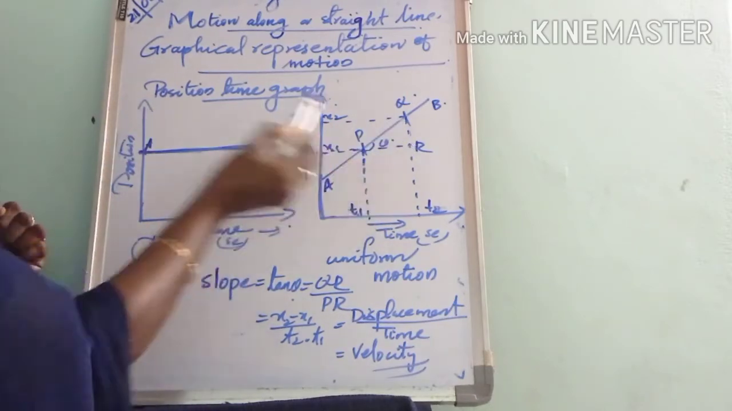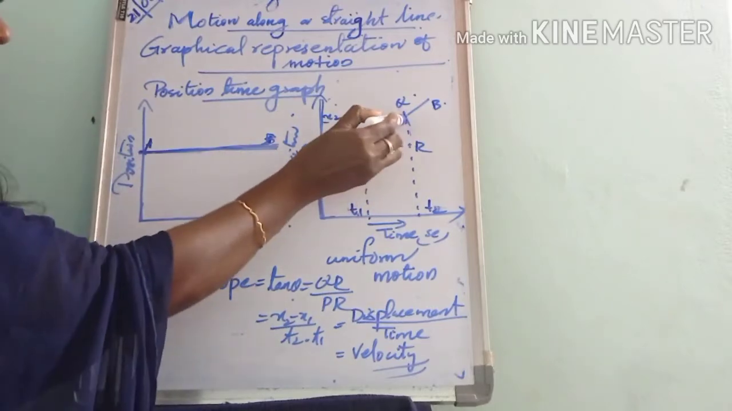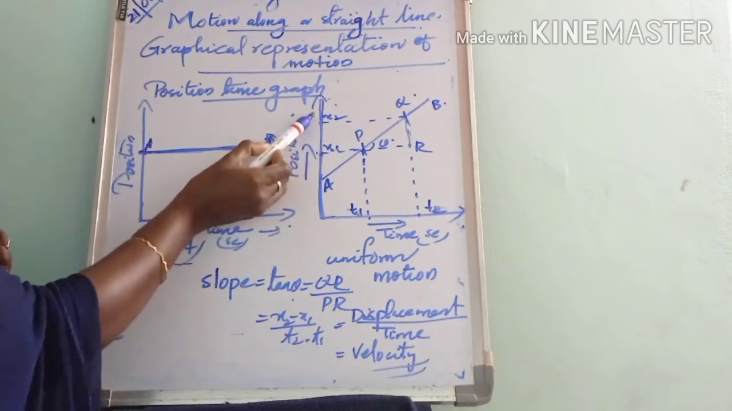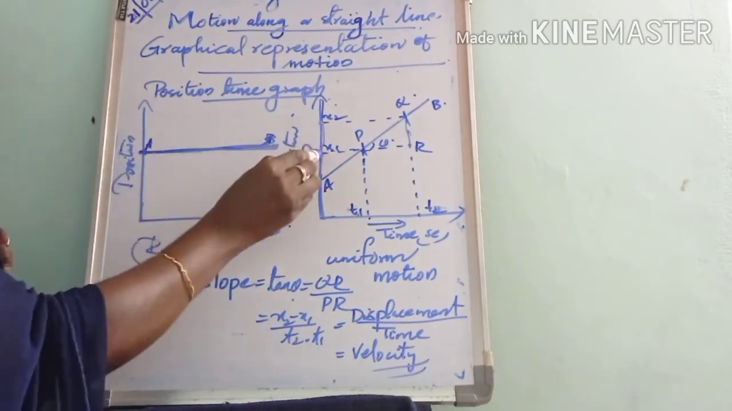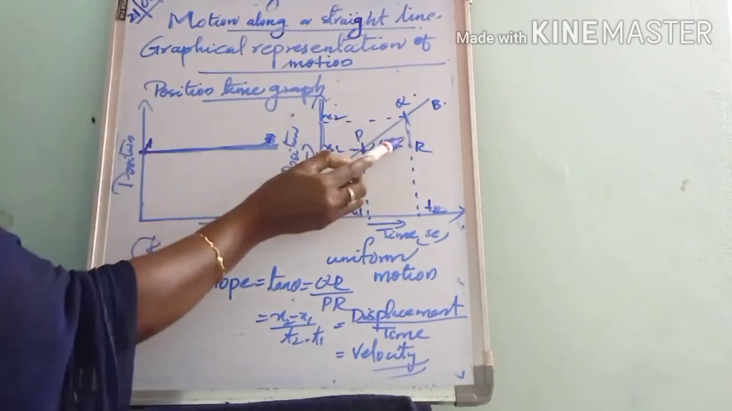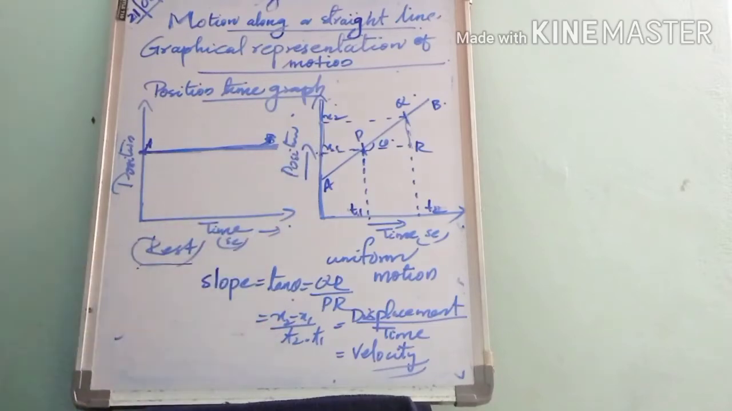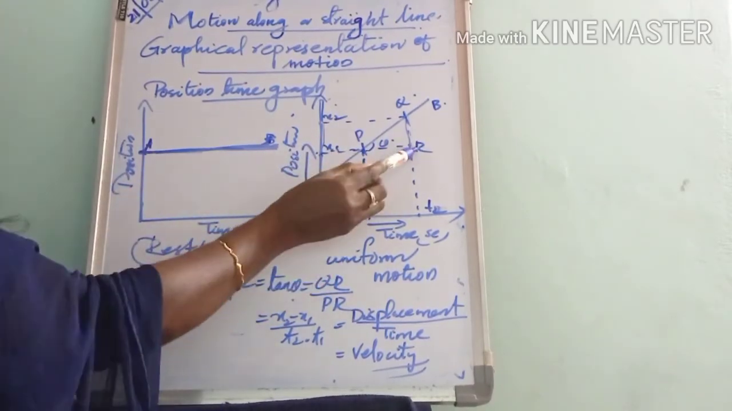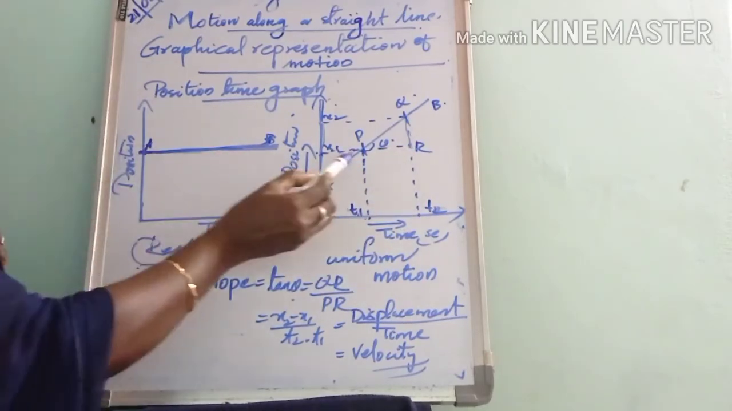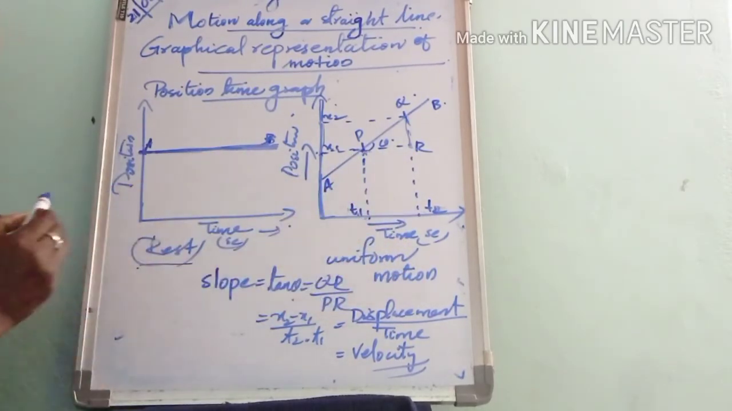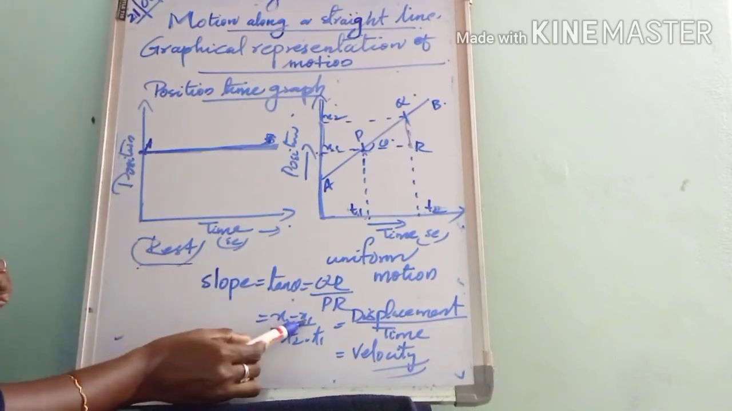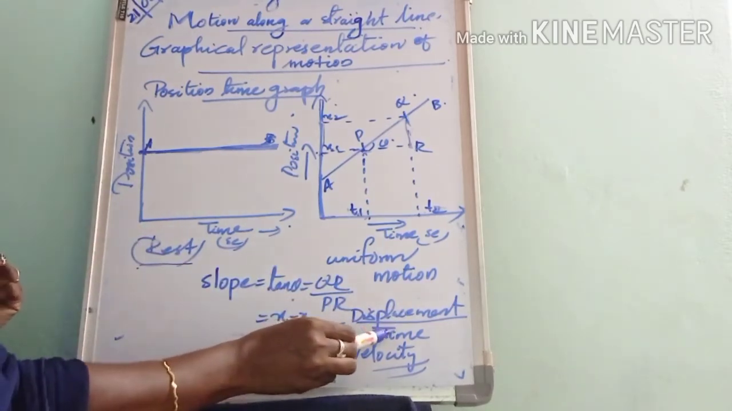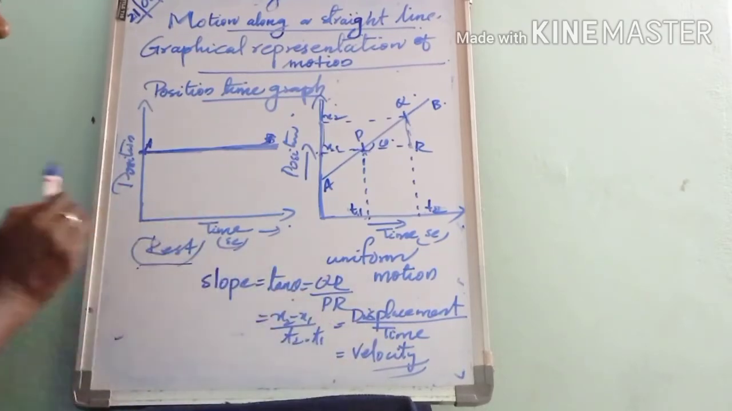Here QR is equal to x2 minus x1, where the initial position is x1 and the final position is x2. So instead of QR we can write x2 minus x1. What about PR? Corresponding to P the time is t1 and corresponding to R the time is t2, so PR is equal to t2 minus t1. Here x2 minus x1 is the displacement, and t2 minus t1 represents the time. You know what displacement divided by time is?